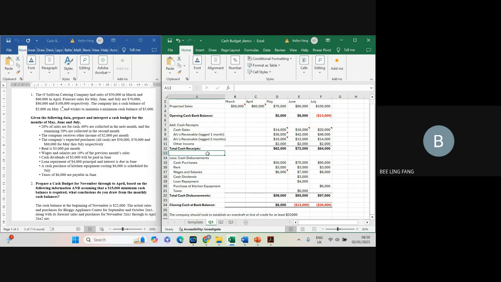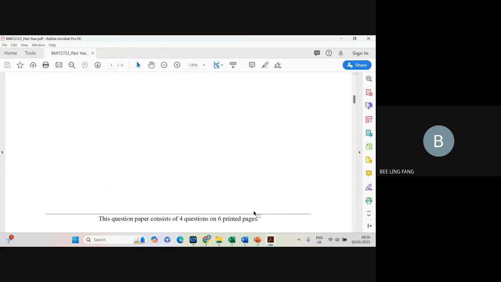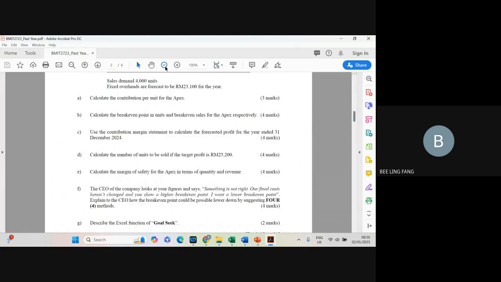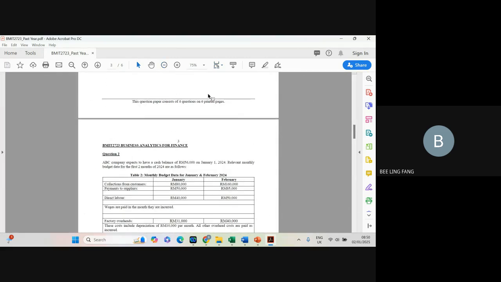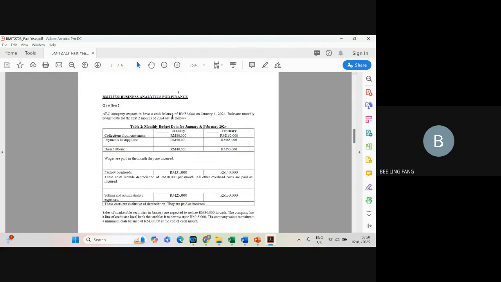See your final exam. Let's say you look at the final exam, right? This is the last semester's questions. Yeah, you are given this example, right? So here they fill in for you. Then you have to calculate. You have to come out with the table like just now I drew it, right?